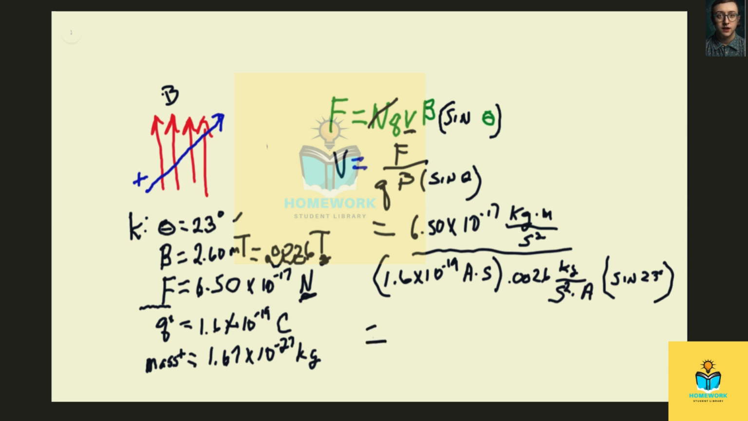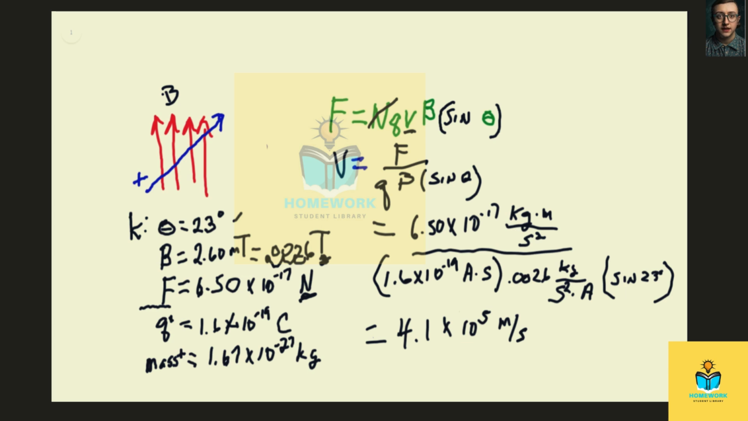Now, multiplying, dividing, multiplying, we get 4.1 times 10 to the fifth meters per second. Excuse me, I was missing the times 10 to the fifth.